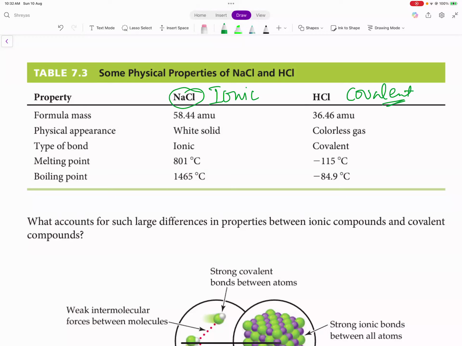And just look at HCl. What is it? It's covalent. And it's a gas. It means that the forces between the molecules are not very strong at all, right? So the melting and boiling points are very low. It's interesting.